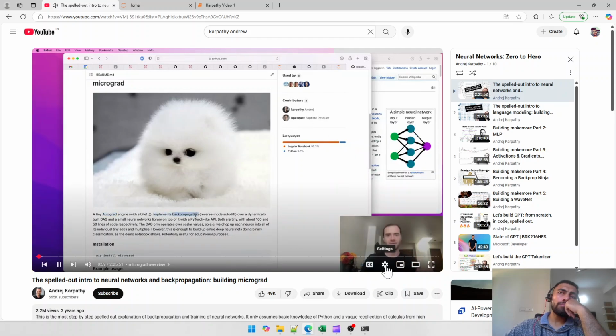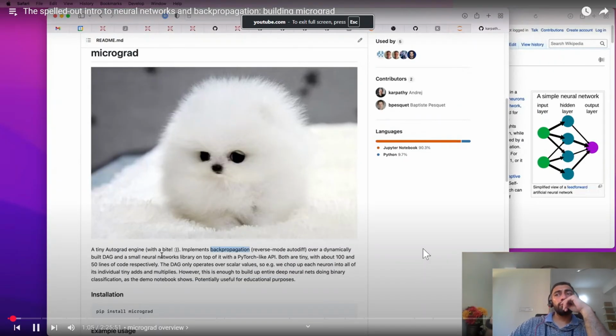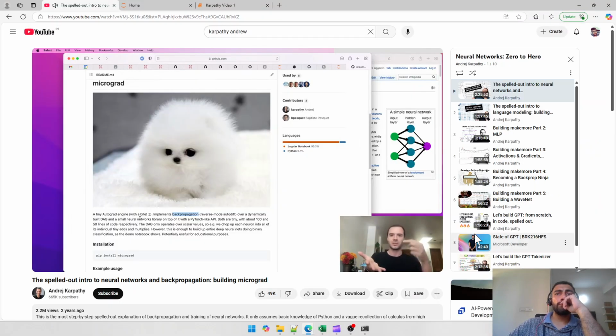Now, backpropagation is this algorithm that allows you to efficiently evaluate the gradient of some kind of a loss function with respect to the weights of a neural network. And what that allows us to do then is we can iteratively tune the weights of that neural network to minimize the loss function and therefore improve the accuracy of the network. So backpropagation would be at the mathematical core of any modern deep neural network library, like say PyTorch or JAX.